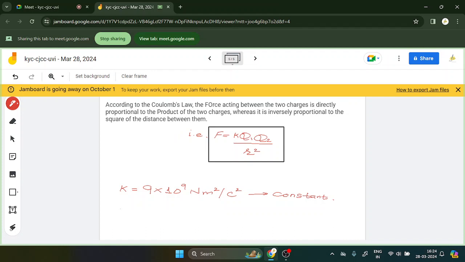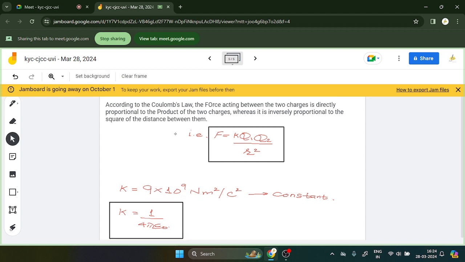In the higher class, K is 1 upon 4 pi epsilon naught. You will study all of this in 12th grade, so you don't need to focus on all of this. They are just going to ask you simply what this constant is, what Coulomb's law is. They are not going to ask you numericals based on this. They are just going to ask what Coulomb's law is. That's it, not more than that. I hope it is clear to you. Now shall we move on?